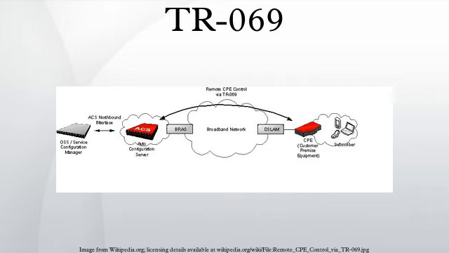TR-069 was first published in May 2004, with amendments in 2006, 2007, 2010, July 2011 to version 1.3, and November 2013 to version 1.4. Other forums, such as the Home Gateway Initiative, Digital Video Broadcasting and WiMAX Forum, endorsed CWMP as the protocol for remote management of home network devices and terminals.